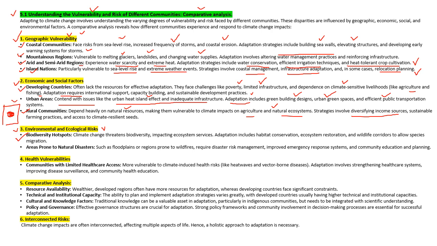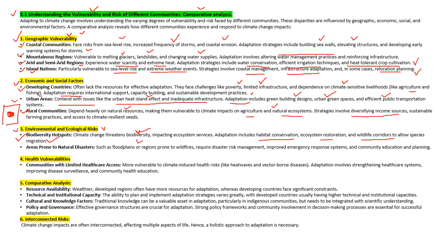We know the biodiversity hotspots. There are some areas where biodiversity is more, and this biodiversity plays a very important role in managing and maintaining the natural system. But if there is a threat to that biodiversity, what should be the strategy? Strategy should be habitat conservation, ecosystem restoration, and wildlife corridors to allow species migration.